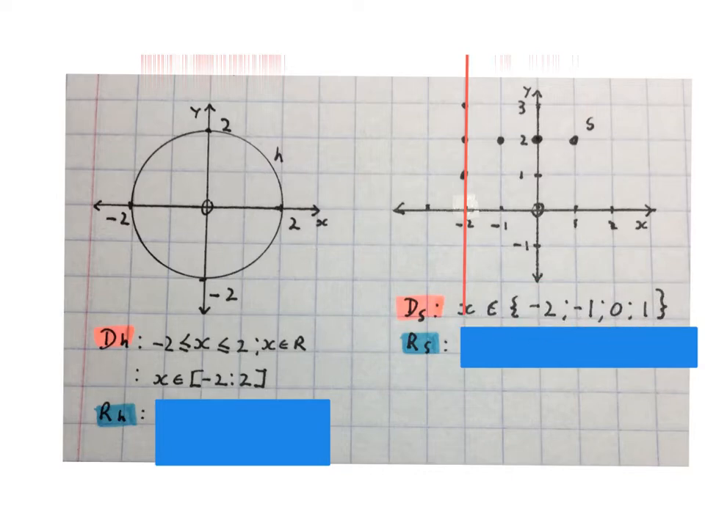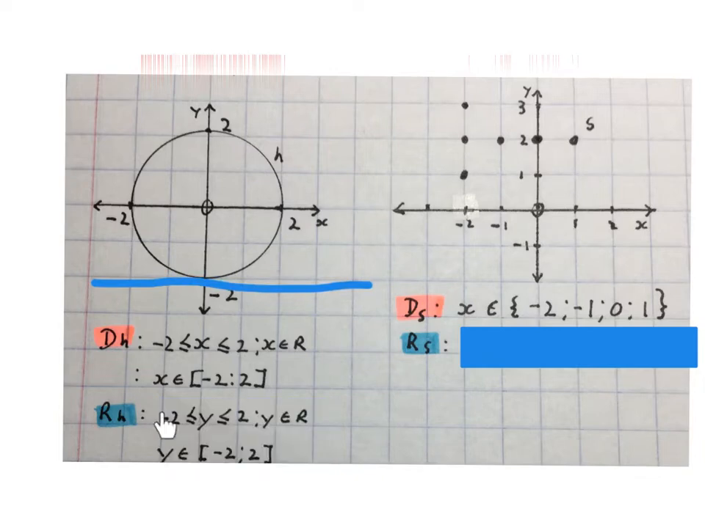minus 2, minus 1, 0, and 1. Now to find the range of this graph, we draw a horizontal line through it, see where it cuts the graph. So the blue line will cut the graph from 2, 1, everything in between, north, minus 1, up to minus 2, including minus 2. Your range will be written like this: y is bigger than or equal to minus 2, smaller than or equal to 2, y is an element of R, or like this.